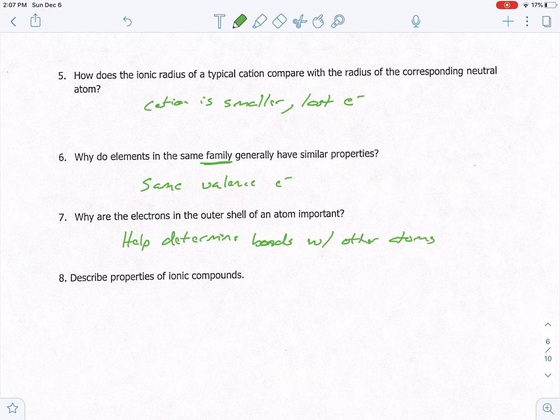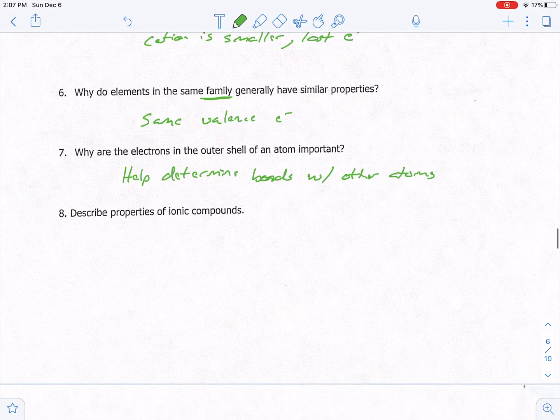So help determine bonds with other atoms. And then lastly, describe the properties of ionic compounds. So ionic is basically a metal and a non-metal forming a bond.